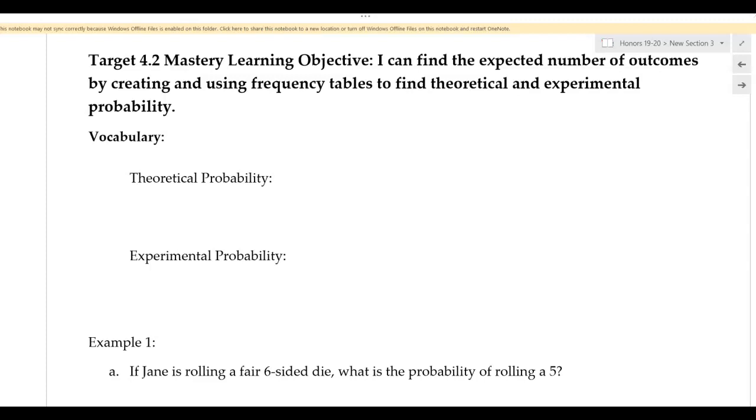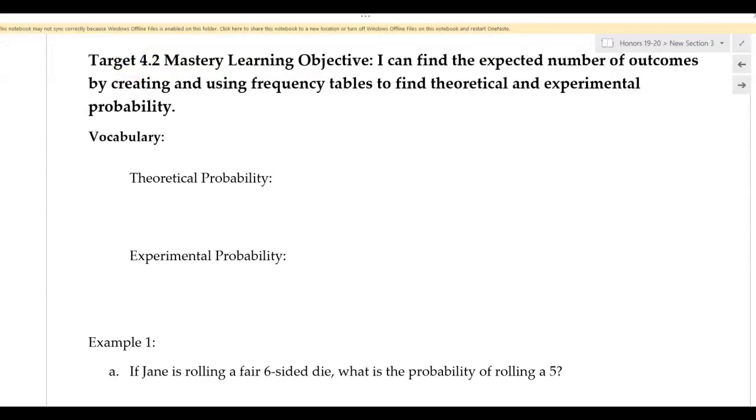Right, we are looking at target 4.2 mastery learning objective. I can find the expected number of outcomes by creating and using frequency tables to find theoretical and experimental probability. So, vocabulary. What is theoretical probability and what is experimental probability?